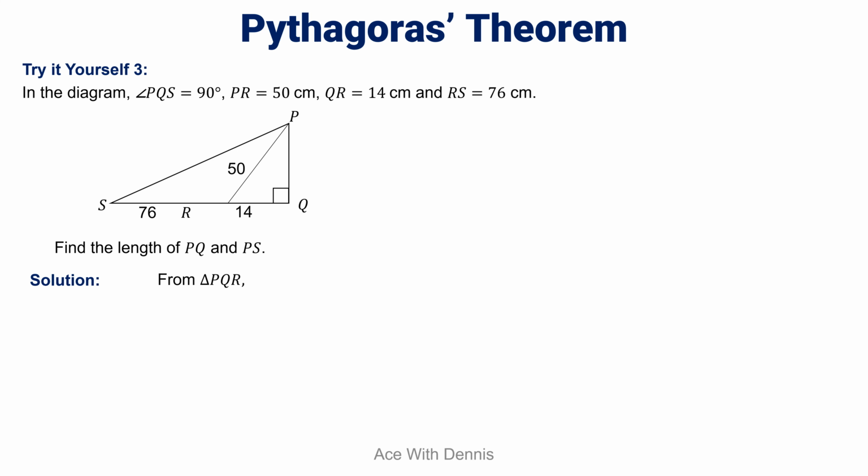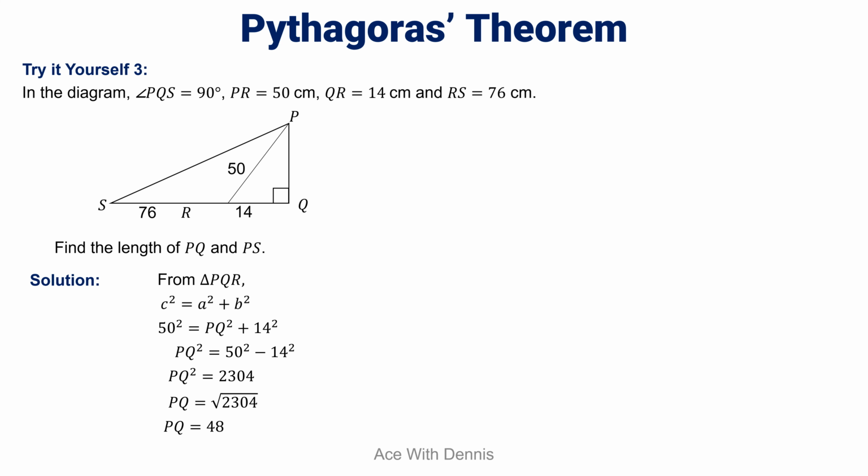Alright, so here's the solution. To find the length of PQ, we need to look at triangle PQR. So from triangle PQR, by applying the Pythagoras Theorem, C squared equals A squared plus B squared, where the hypotenuse is 50. So the equation becomes 50 squared equals PQ squared plus 14 squared. Hence PQ squared is 50 squared minus 14 squared, which is 2304. Hence PQ is the square root of 2304, which is 48. Therefore, the length of PQ is 48 centimeters.